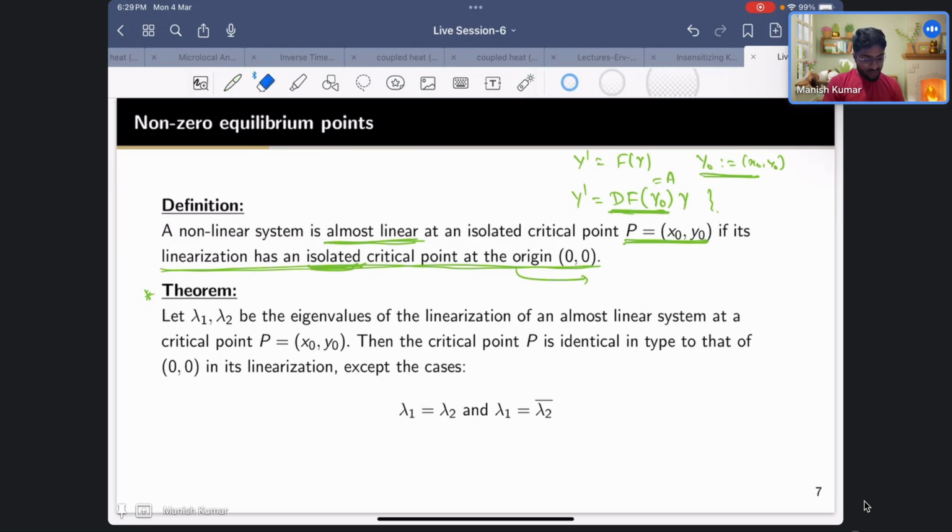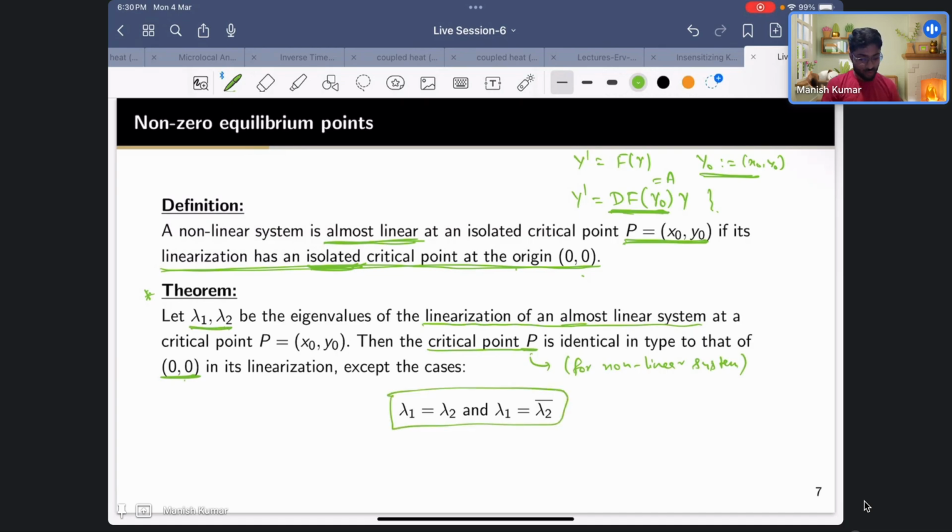If this condition is satisfied, we say that the system is almost linear, and for that system we have this theorem. Now suppose you have two eigenvalues of the linearization, the linearized system. Then this critical point P, which is for the nonlinear system, is of identical type to the type of the equilibrium point (0,0) for the linearized system, except these two cases.